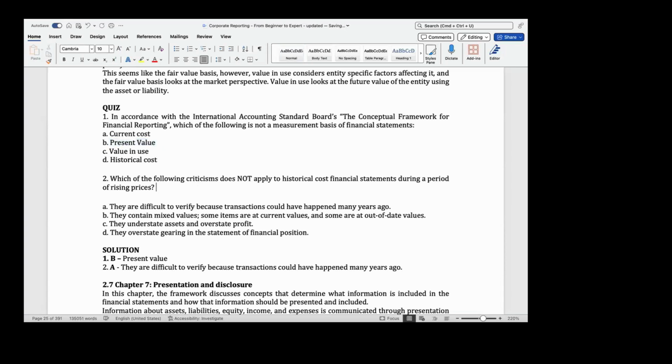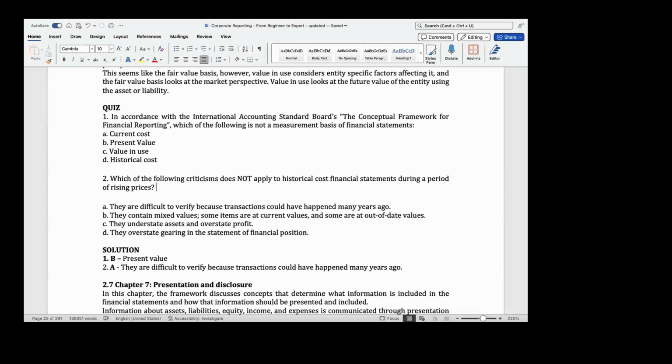Which of the following criticisms does not apply to historical cost? A, they are difficult to verify. No, historical cost is not difficult to verify. A is the answer without even looking further. Historical cost is not difficult to verify. It's very easy, because the value does not change.